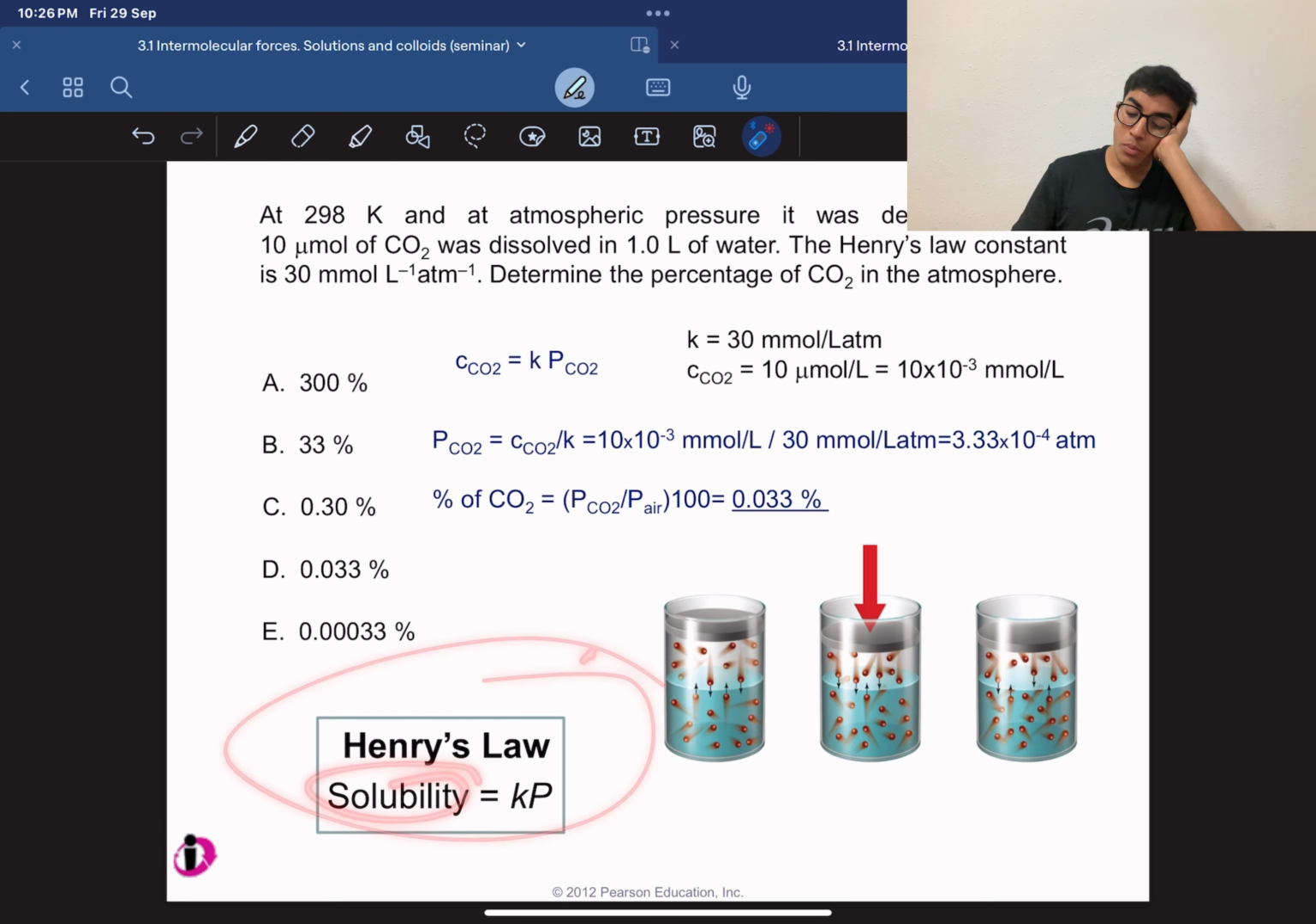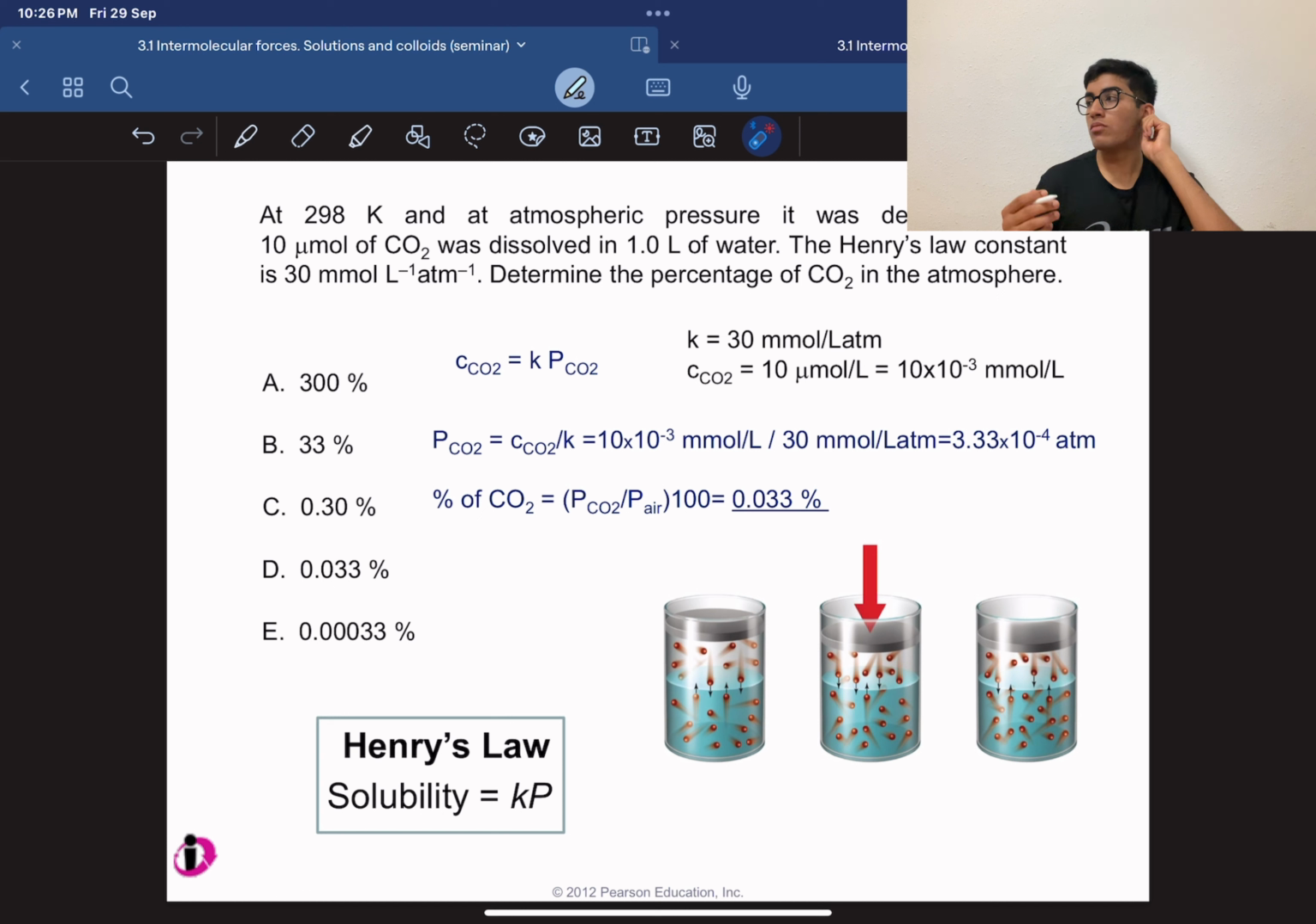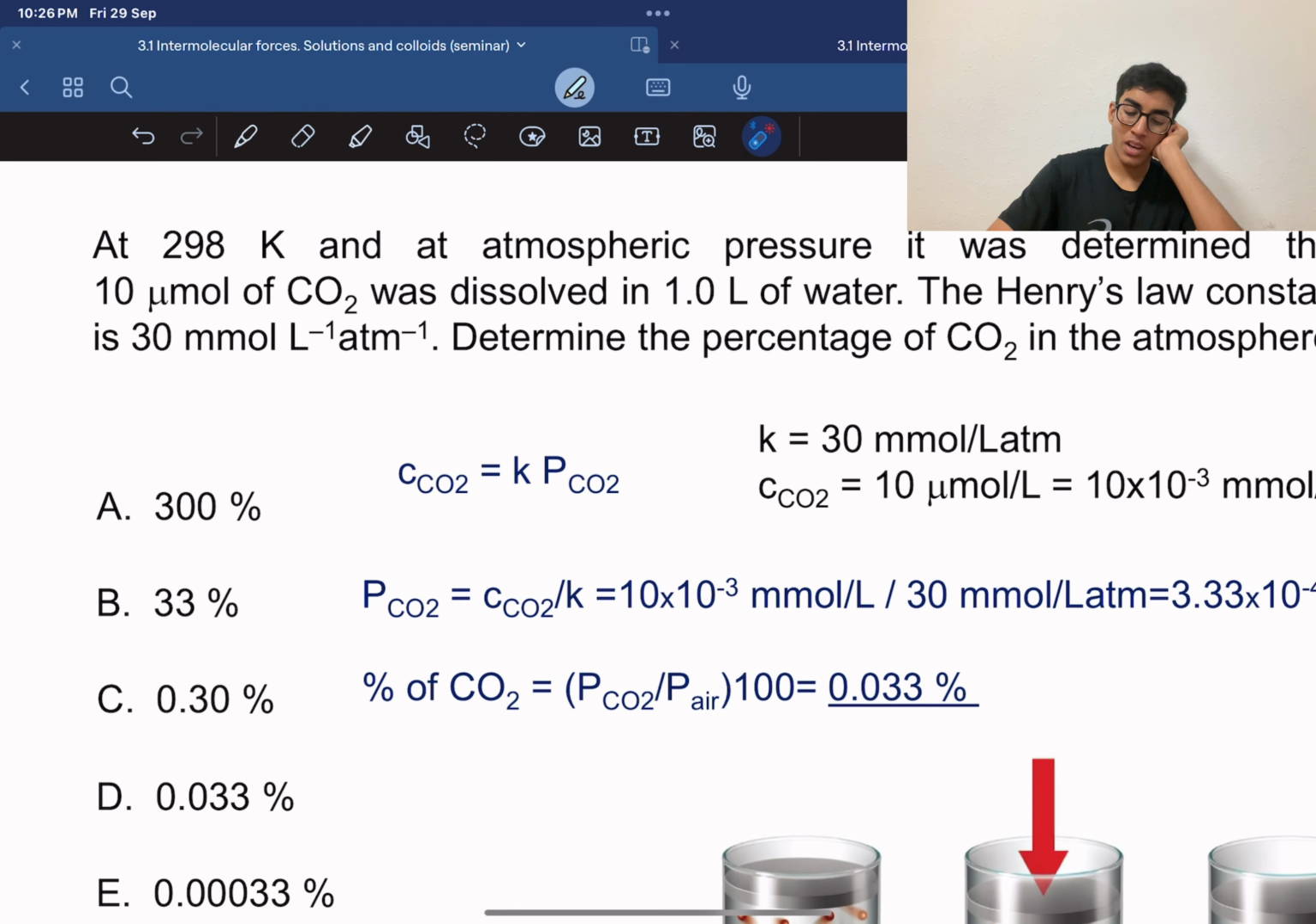Henry's law is the way you find out the solubility. What is the solubility of sugar in water? It's going to be very high because it dissolves very easily. How to find that? You'll be given a Henry's constant, which is different for every solute or solvent, and then the pressure. That's it. The questions will be very simple, guys.